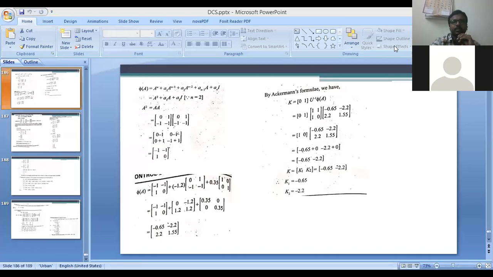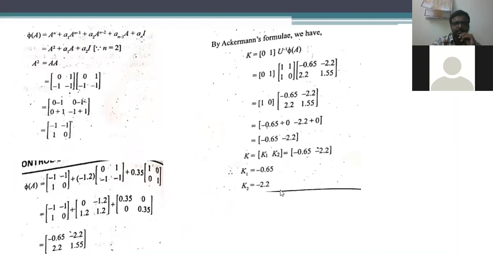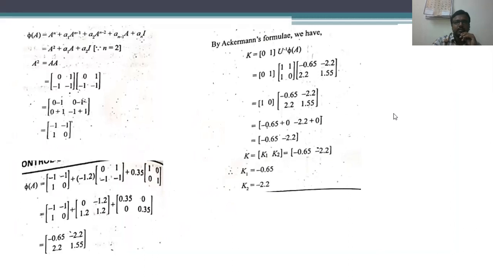Students, we are in the middle of, that means about to complete, unit number 6. We are discussing problems regarding the state feedback gain matrix. The state feedback gain matrix can be determined or calculated with the help of three different methods.